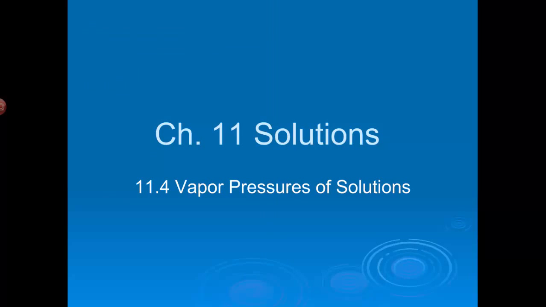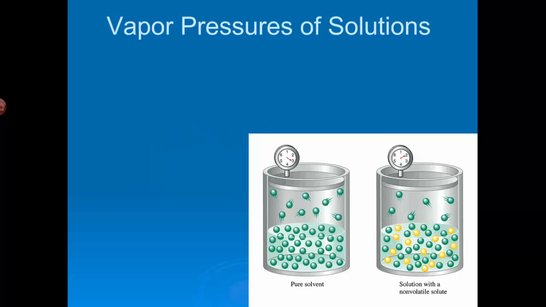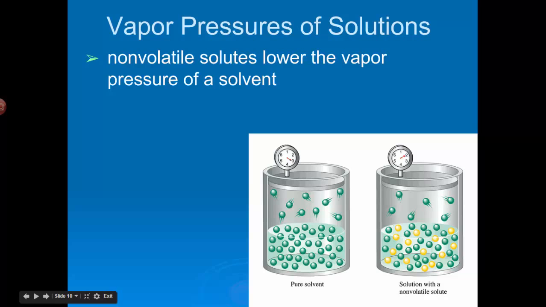Now, the other thing that we want to look at is what happens to the vapor pressure when you have a solute in there. Does the solute interfere with vapor particles being able to get out of the liquid? And as you might expect, in some cases it does. In general, if you have a non-volatile solute, non-volatile means that it's not going to convert to vapor very easily. It's got very high IMFs. So non-volatile solutes will lower the vapor pressure of a solvent.